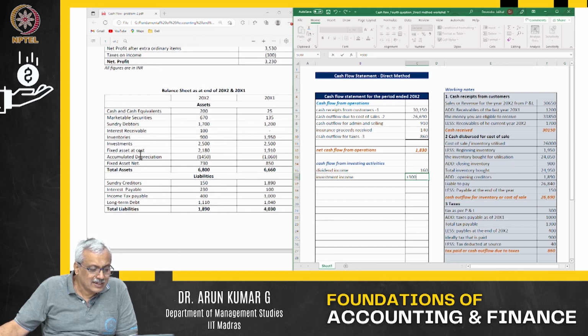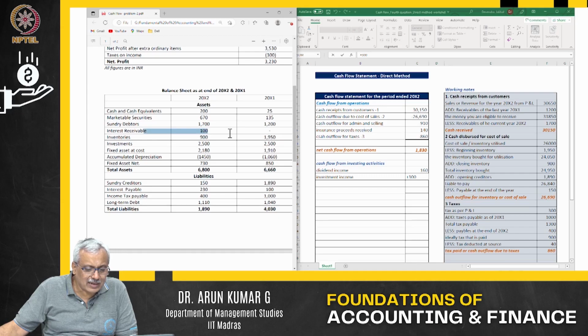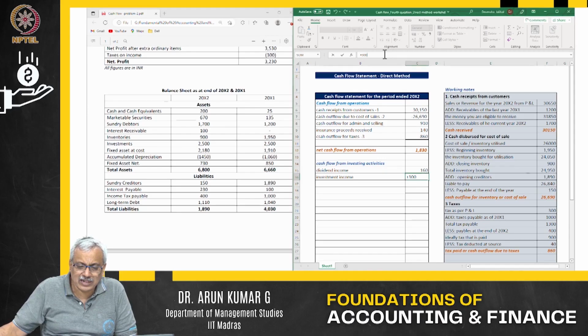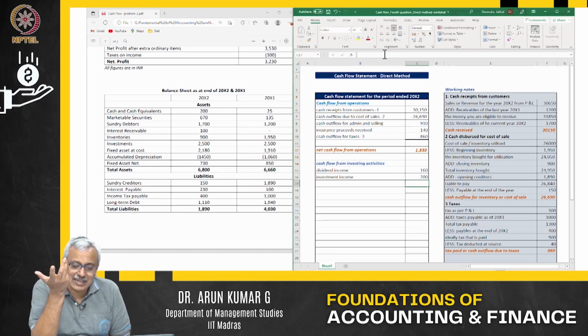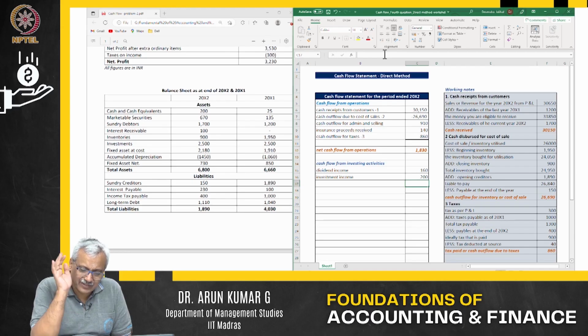In this particular case, investment interest receivable at the end of the current year is 100. Last year it was 0. Last year there was nothing due. This year 100 is still receivable. That means the cash inflow that you would have received is 300 minus this 100. Obviously, the cash received is only 200, because 300 is the investment income, and out of that 100 you are yet to receive. So the cash received is 200. That is all we see out there.